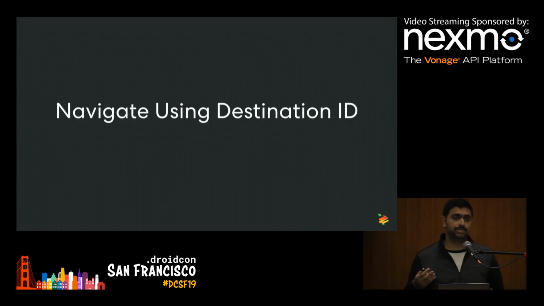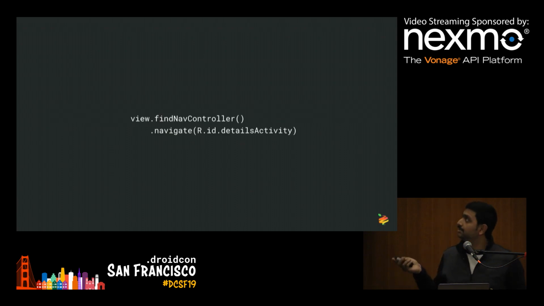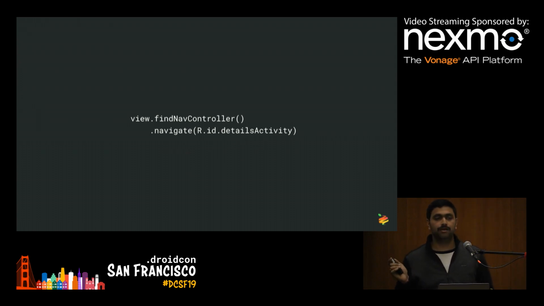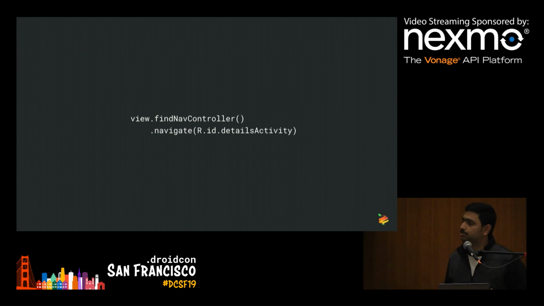Navigation using destination ID. So as we saw, there are destinations, there are actions, right? So how do you navigate to a destination using a destination ID? It's pretty simple. You just say find nav controller dot navigate and give it a destination ID. That's about it. So you don't have to create an intent. You don't have to call start activity. You don't have to do begin transaction, end transaction, or something like that. So you can forget all about that.